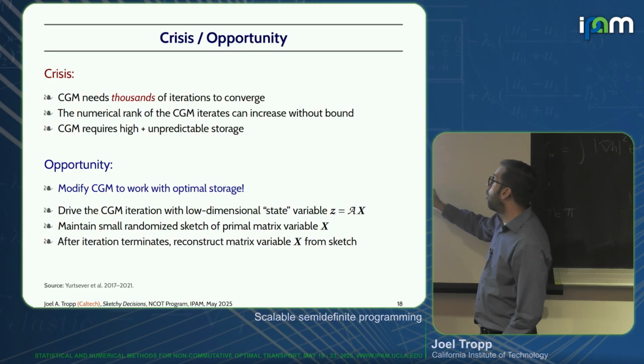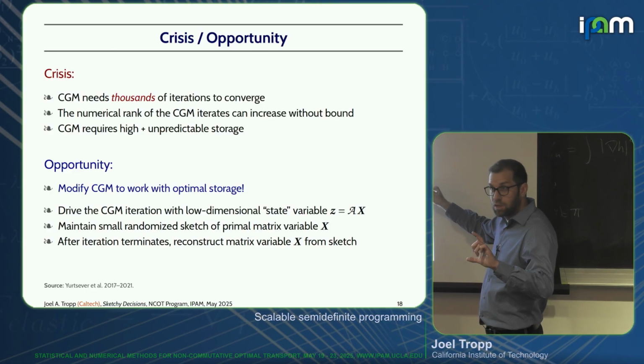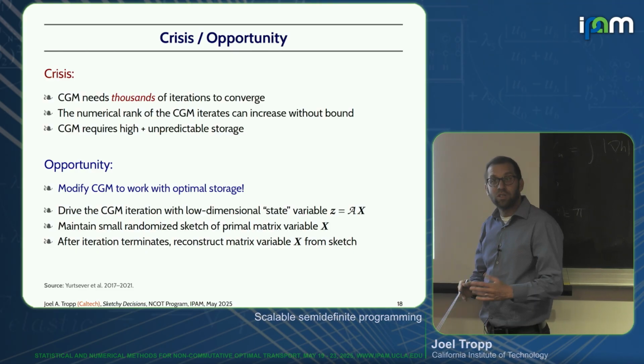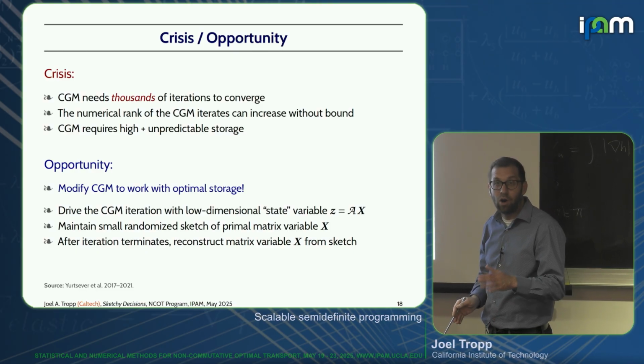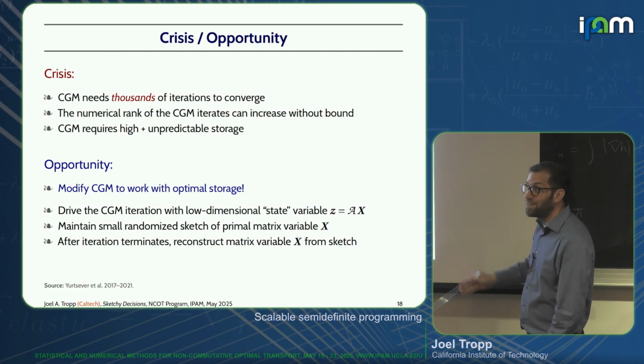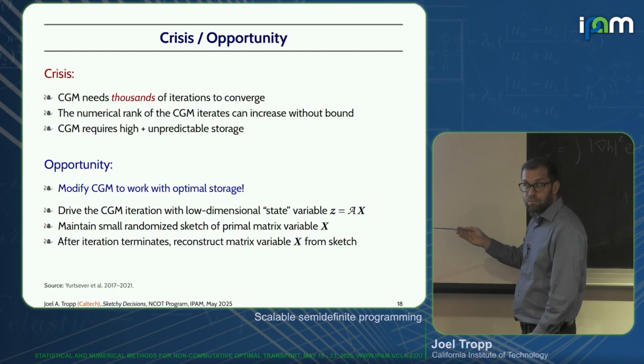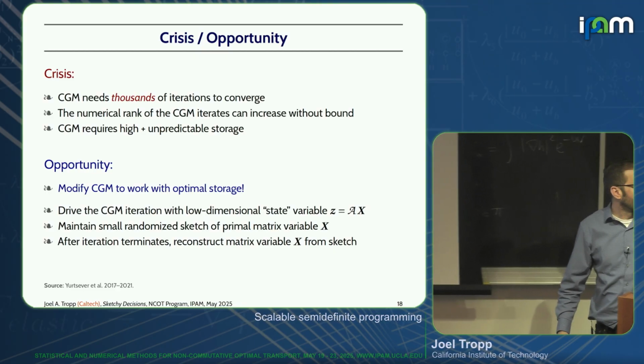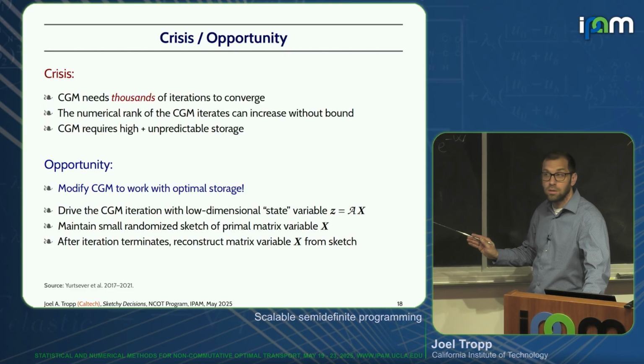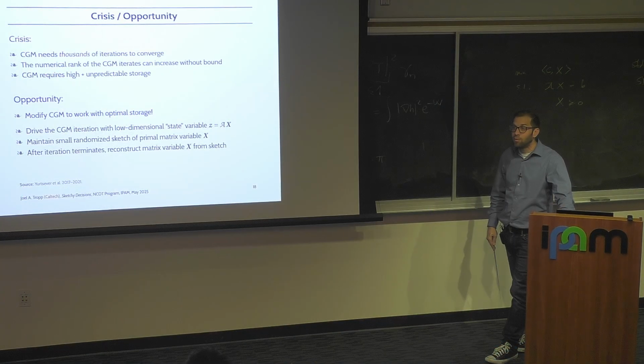So the optimization only keeps track of the state variable, which is d-dimensional, and the sketch, which is going to be something like r times n, where r is our target rank for the solution. Okay? So this is great. We have solved our storage problems if we can make this work. Okay? So let me show you why we can do this. Okay. Questions? Well, we can. Otherwise, I wouldn't be talking to you.